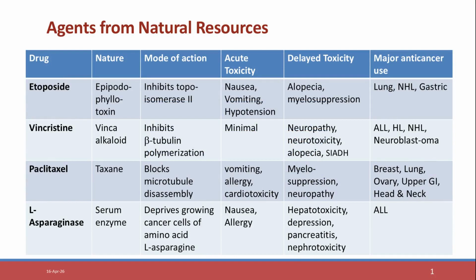This table lists all other drugs from natural sources. Etoposide inhibits topoisomerase. Vinca alkaloids inhibit microtubule formation. Taxanes stabilize microtubules. And the enzyme asparaginase deprives malignant cells of the essential amino acid L-asparagine, as it enzymatically converts it into ammonia and aspartic acid. As could be noted, any drug that interferes with microtubule function would produce neuropathy because microtubules perform a crucial function of intracellular movement, such as of neurotransmitters from cell body to synapses.